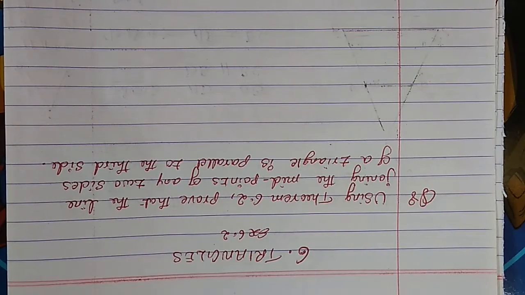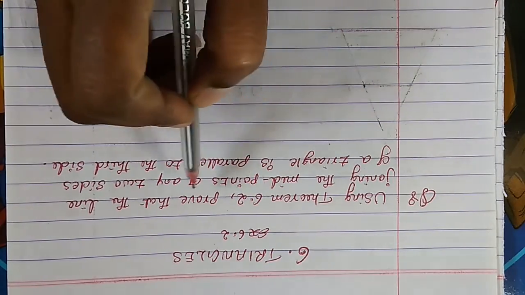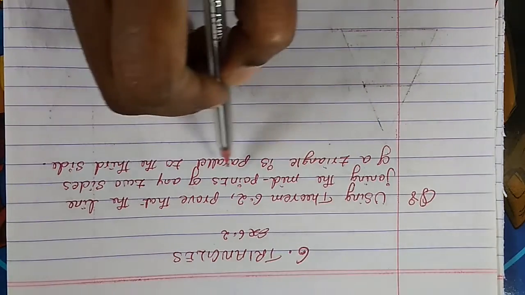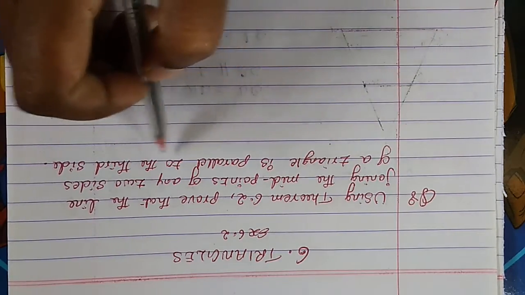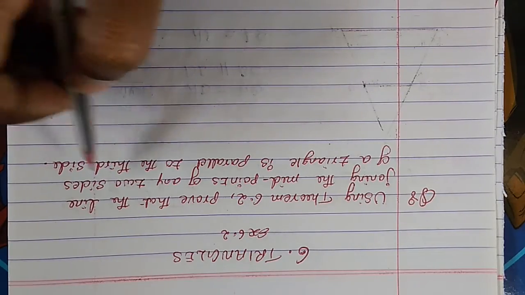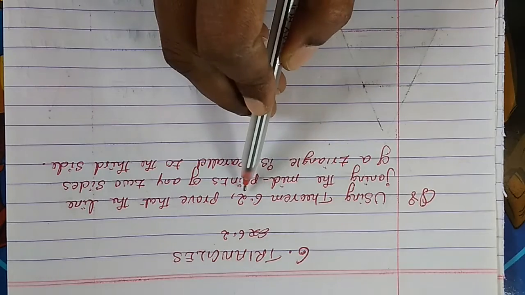Today we are going to study chapter 6 triangles, exercise 6.2 question 8. Using theorem 6.2, prove that the line joining the midpoints of any two sides of a triangle is parallel to the third side. So first of all, what is theorem 6.2? We'll understand theorem 6.2.